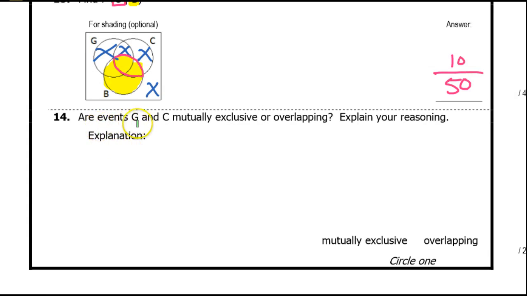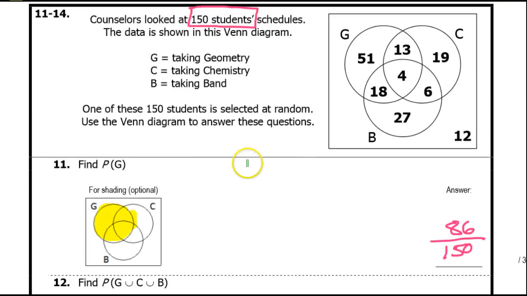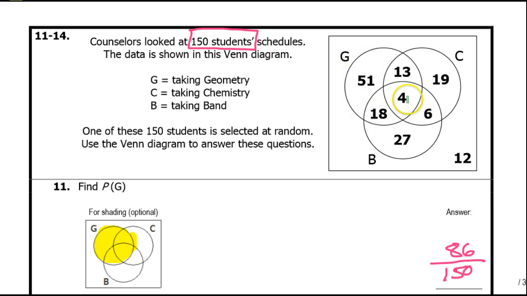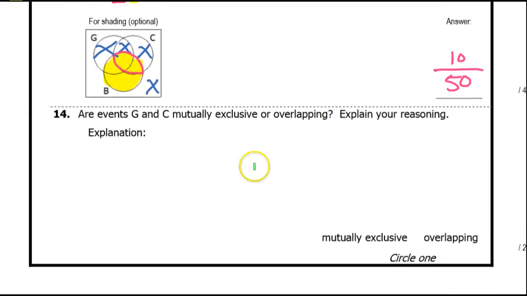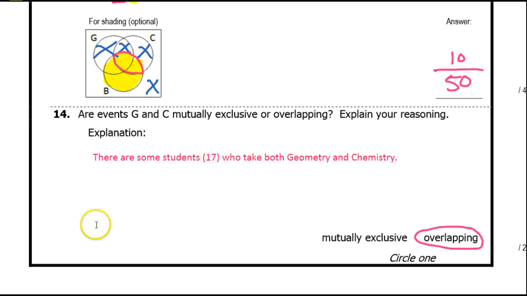So next they want to know, are events G and C mutually exclusive, or are they overlapping? G and C are clearly overlapping because here is circle G and here is circle C, and they overlap right here. We're going to have to justify our answer, so it would be helpful to use these numbers. Notice that there are 17 students who take both geometry and chemistry. That proves that they are overlapping. So these events are overlapping because there are some students, 17, who take both geometry and chemistry.